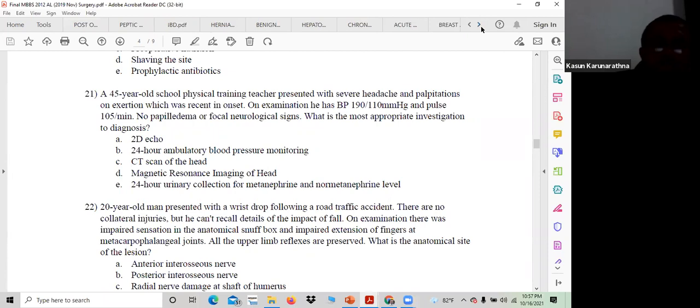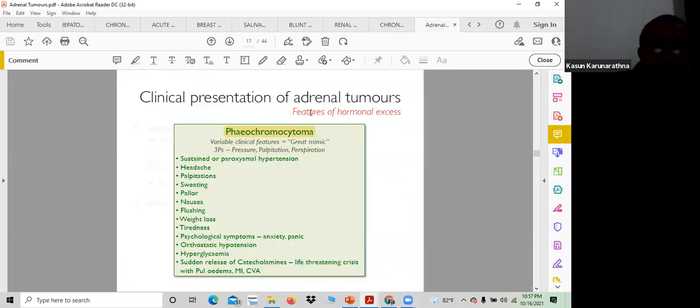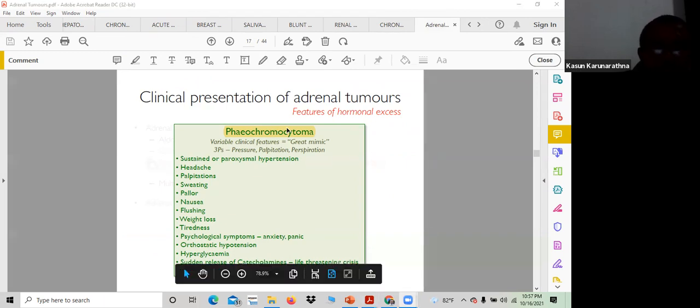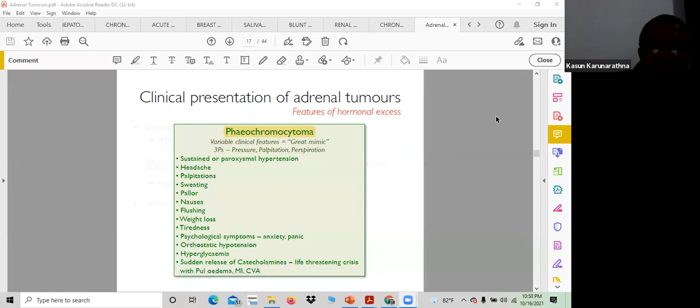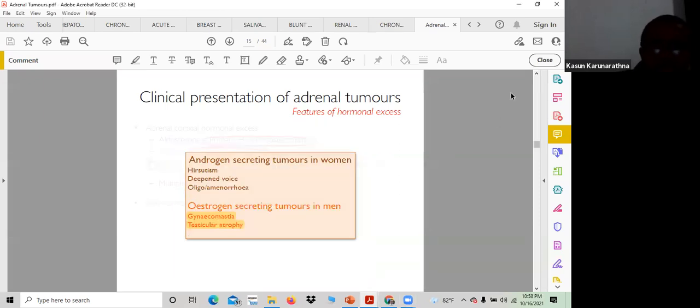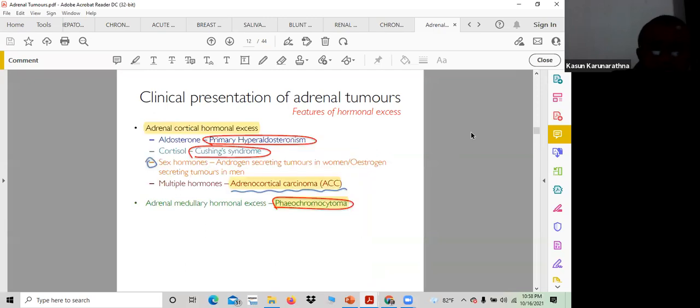And it secretes. What happens in pheochromocytoma? What is the excessive hormone there? Adrenal tumors, right? Epinephrine, yes. Okay, right. Adrenal tumors.